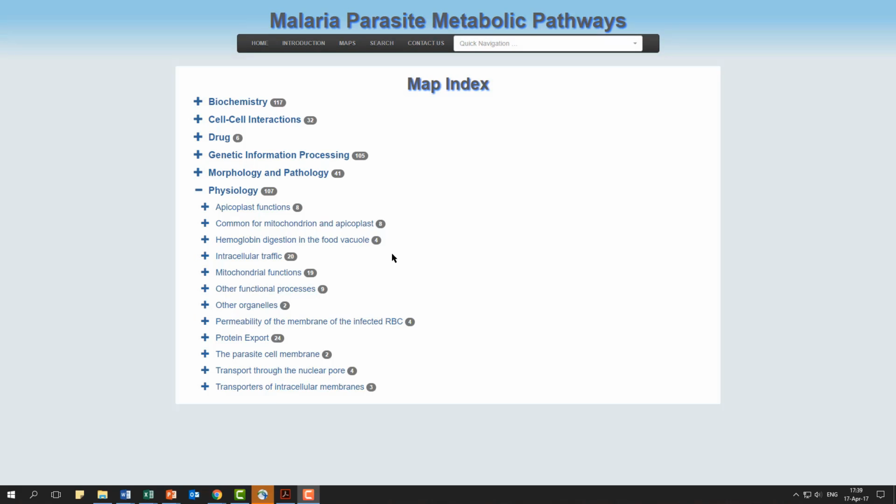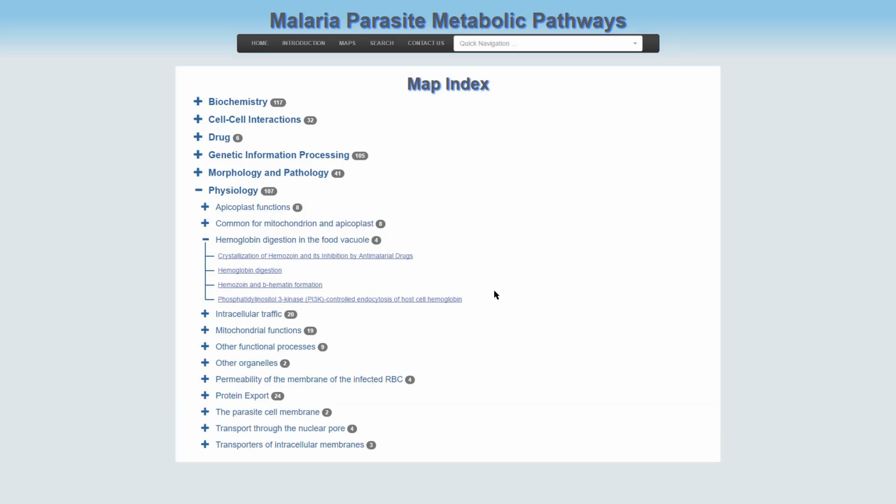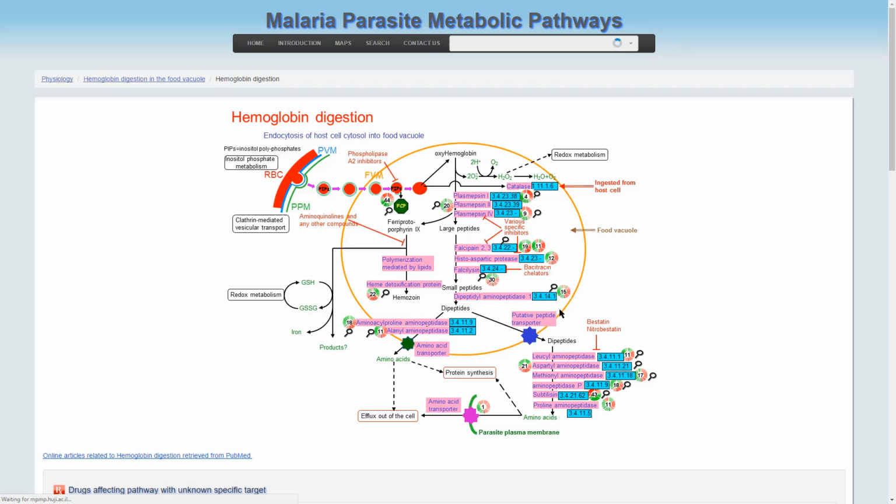We shall now look into hemoglobin digestion and the food vacuole. We see here a map that describes the complex process of hemoglobin digestion, which starts with the endocytic uptake of host cell cytosol in the form of vesicles, and then the vesicles open up and the hemoglobin is acted upon by various proteases which yield large peptides, and then another group of proteases to provide small peptides, and then the dipeptides, which exit the food vacuole and are acted upon by specific aminopeptidases.